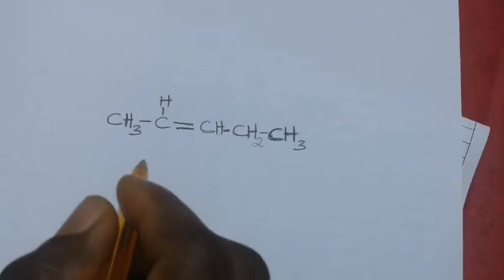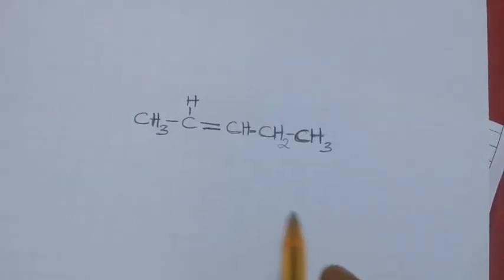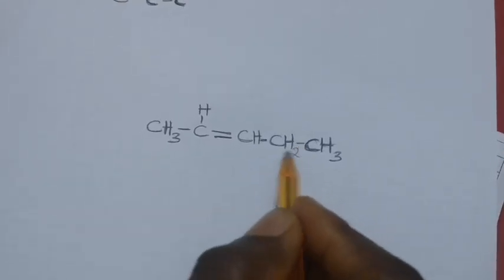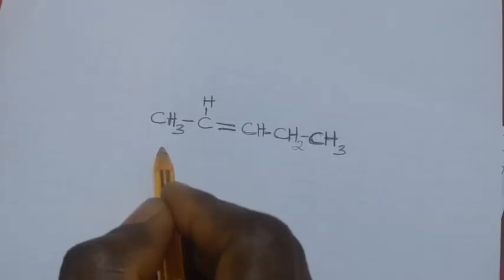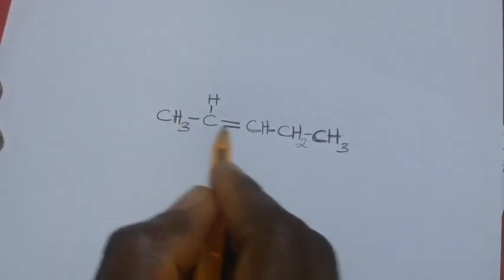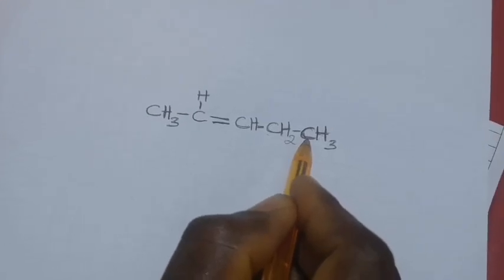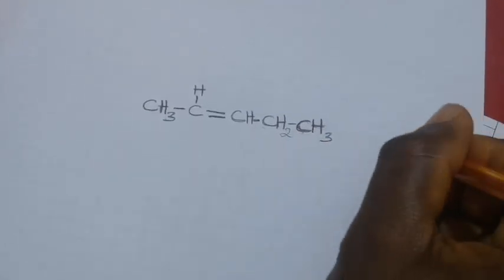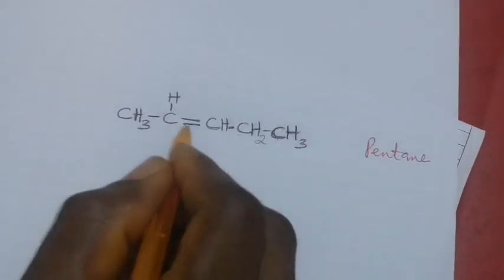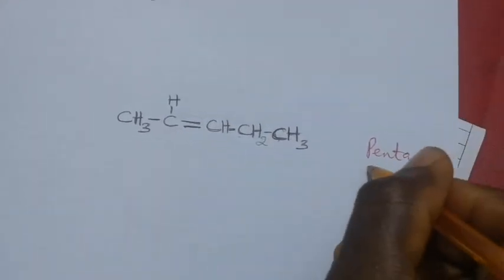Okay, now let's see how we can name compounds with double bond and triple bond. Like this one, the first thing we will do is to count the number of carbon atoms we have in the molecule. So let's count it: 1, 2, 3, 4, 5. Now this 5 from alkane is pentane. But because we have a double bond, it's no longer pentane. It is now pentene.